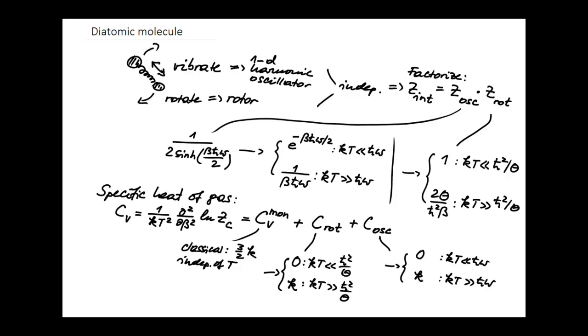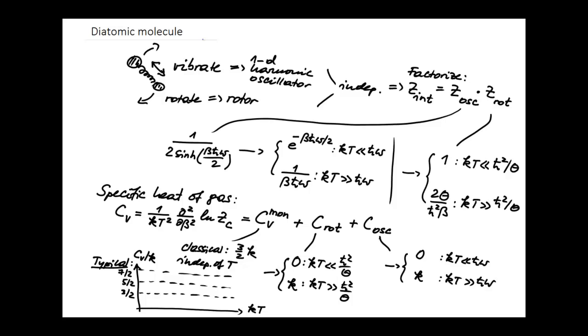And finally, we have a contribution from the vibrational degrees of freedom, the oscillations, and there too, the contribution is 0 for low temperatures, and it's K for high temperatures. So we expect that the specific heat of a gas that's composed of diatomic molecules changes with temperature. And indeed, a typical behavior that you find when you plot the specific heat divided by Boltzmann's constant as a function of kT, you find that initially at low temperatures the specific heat is 3/2.